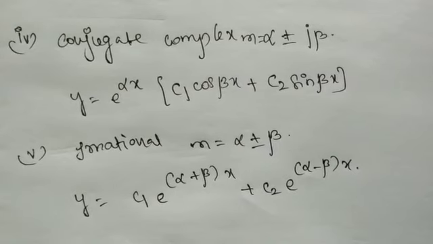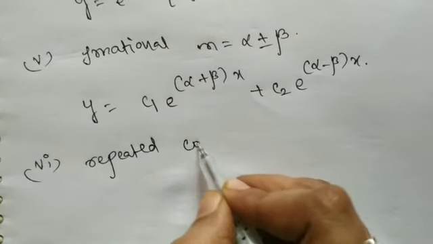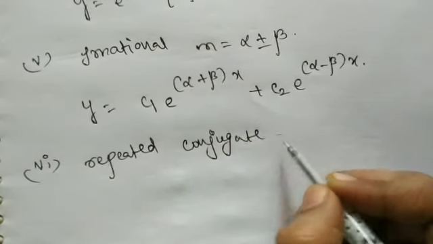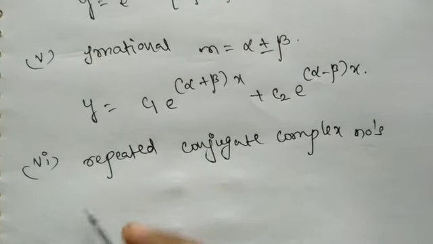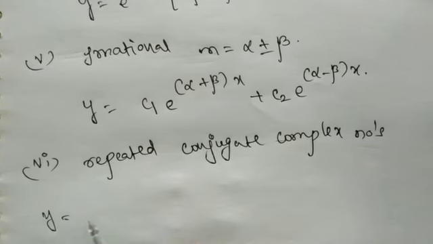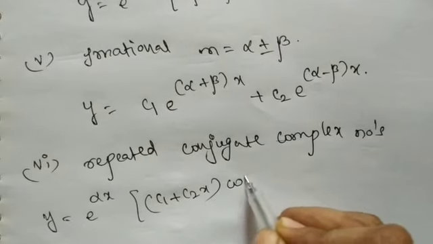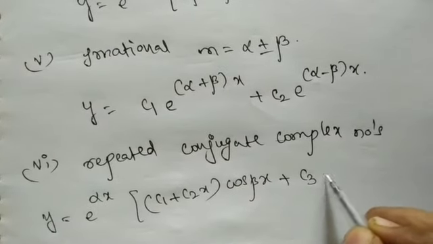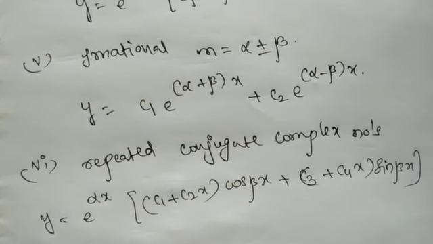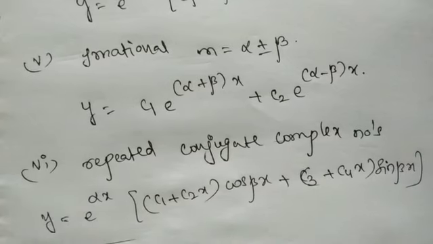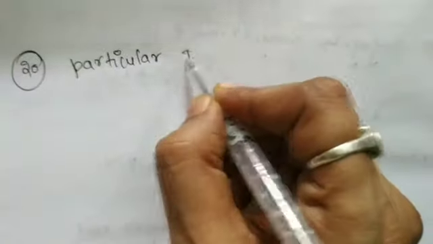Next one, repeated conjugate complex numbers. The roots are repeated conjugate complex numbers. So that is y = e^(alpha x) [(c1 + c2 x) cos beta x + (c3 + c4 x) sin beta x]. So these are the formulas for roots of auxiliary equations. Clear?